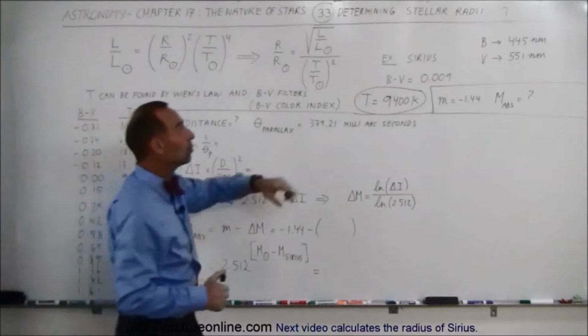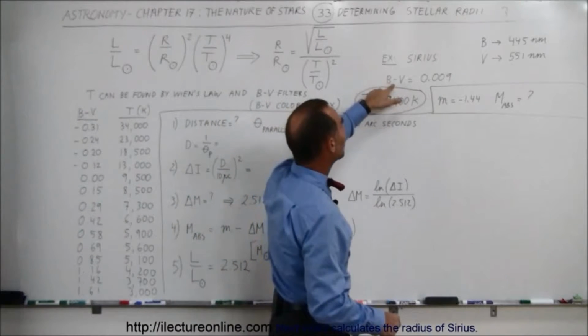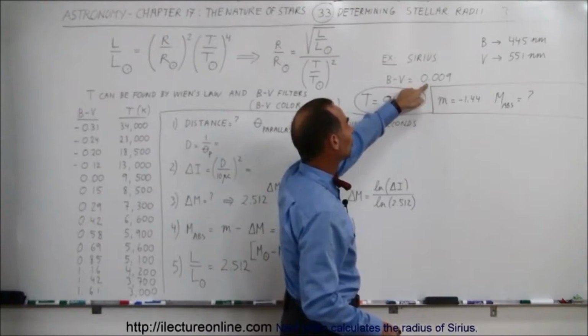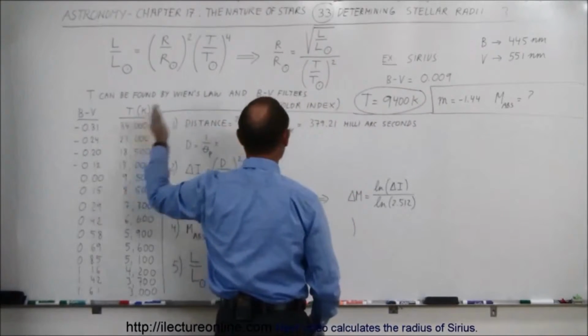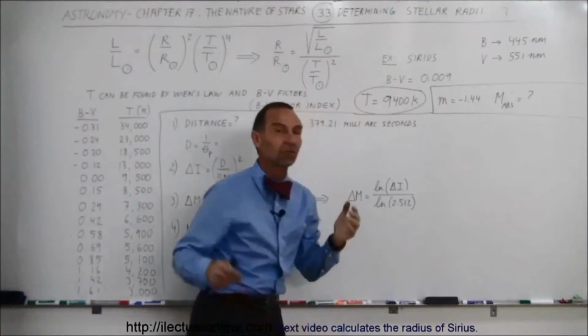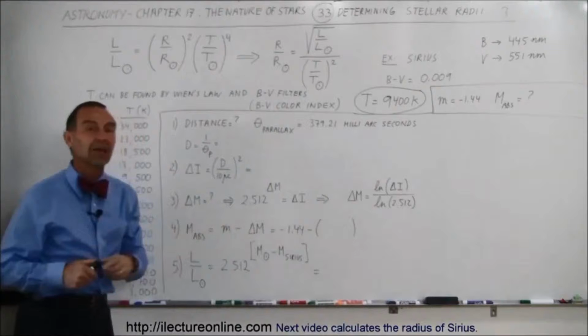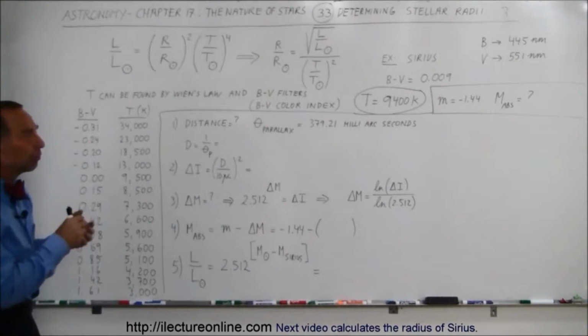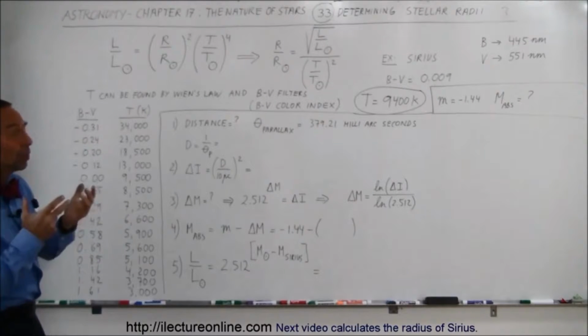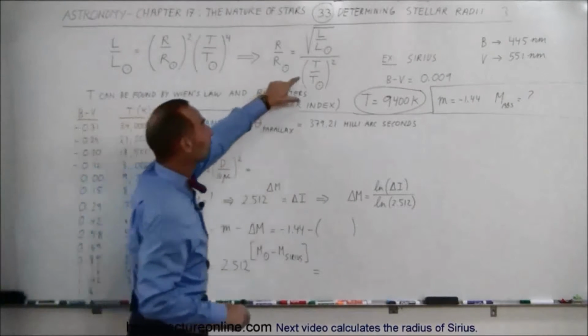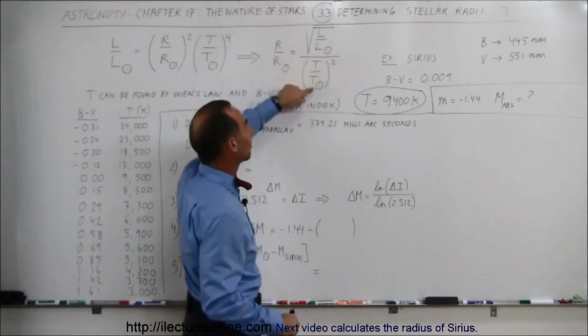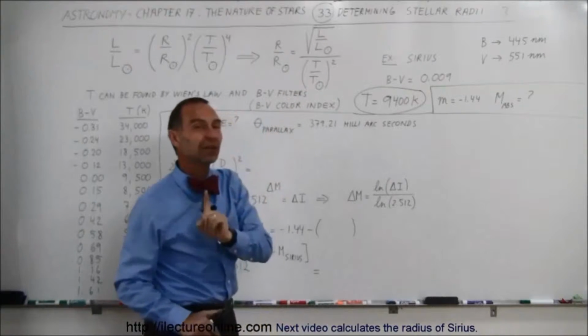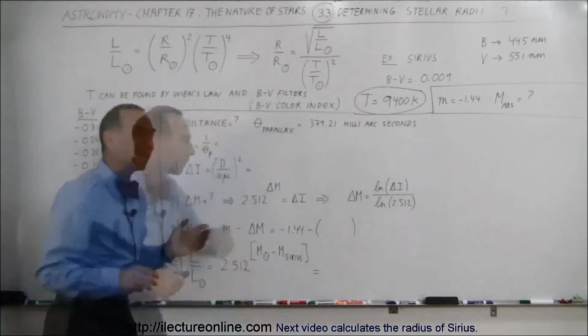In our example, we used Sirius, and we knew that B minus V was equal to 0.009. We looked up the temperature on the table, and we determined that the surface temperature of Sirius is about 9,400 Kelvin based upon light measurements with the blue filter and the visible light filter. So we already had one part of the equation. Now we need to find out the luminosity of Sirius.